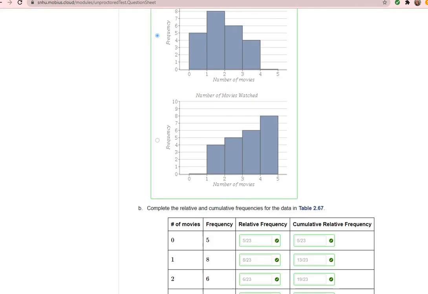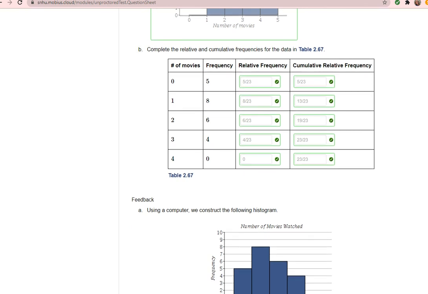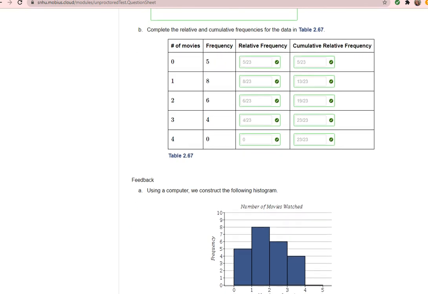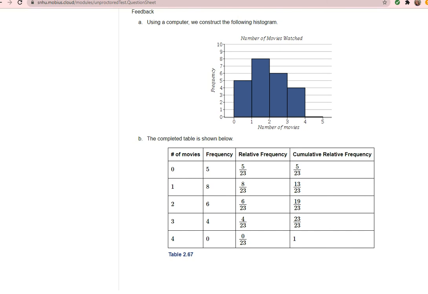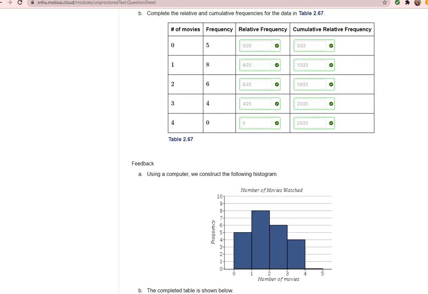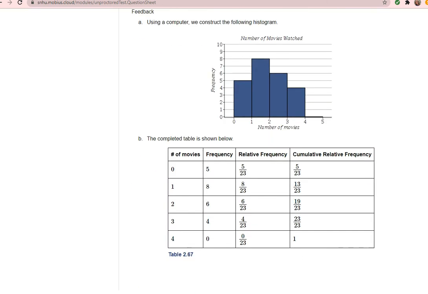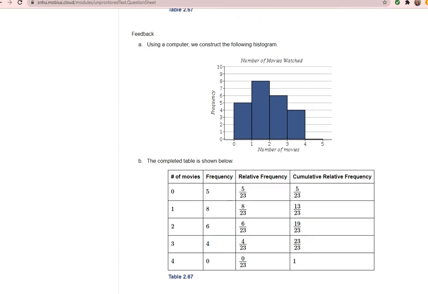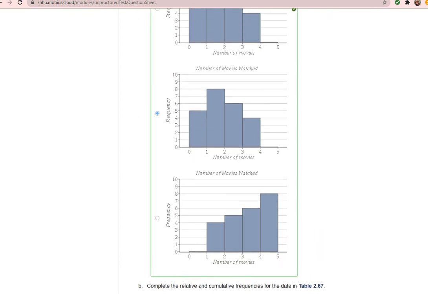Oh, it's green. I got that right. All green. Woohoo! And of course the feedback shows you the answer. And they showed reduced fractions. Are these reduced? Well, just the 1 is the only reduced one. And they wrote 0 to 23. Anyway, that's that.